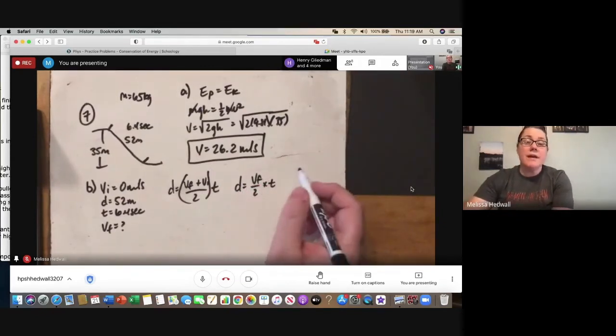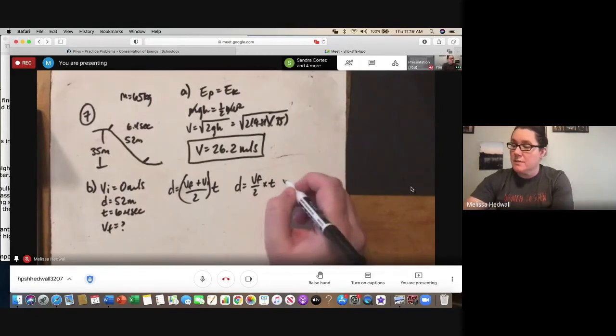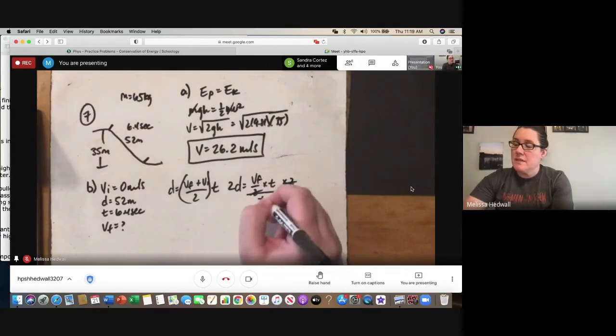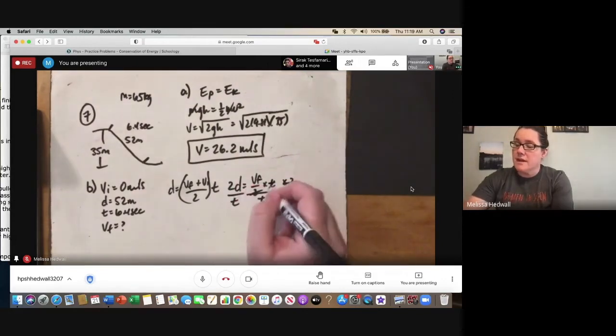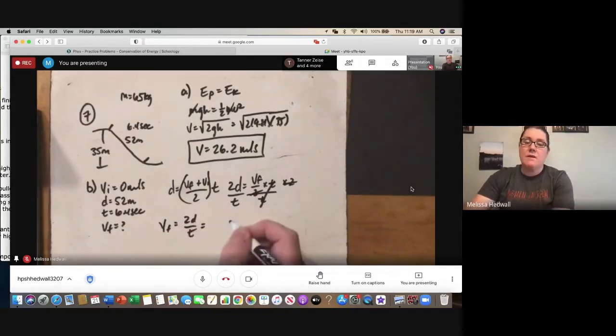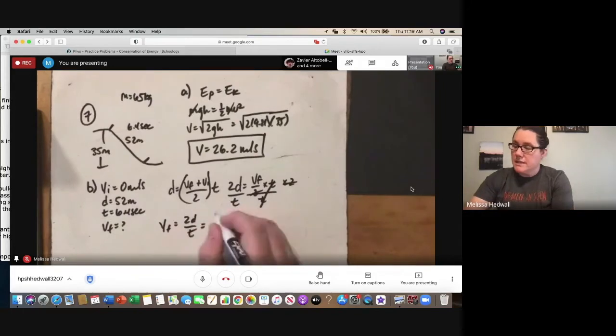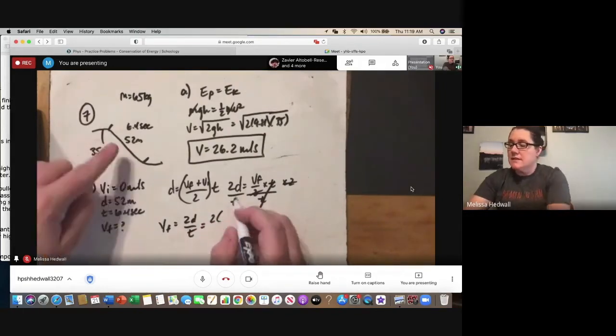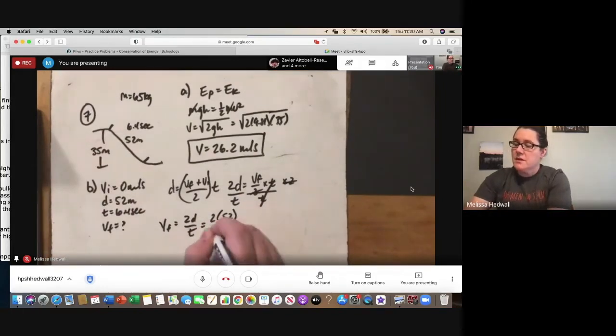So to rearrange, I'm going to multiply both sides by 2. Cancel that off. And I'll divide by T. Cancel that off. So it leaves me with VF equal to 2D over T. Cool. We can do that. We can say 2 times the distance of 52 meters divided by the time we have of 6.4 seconds.